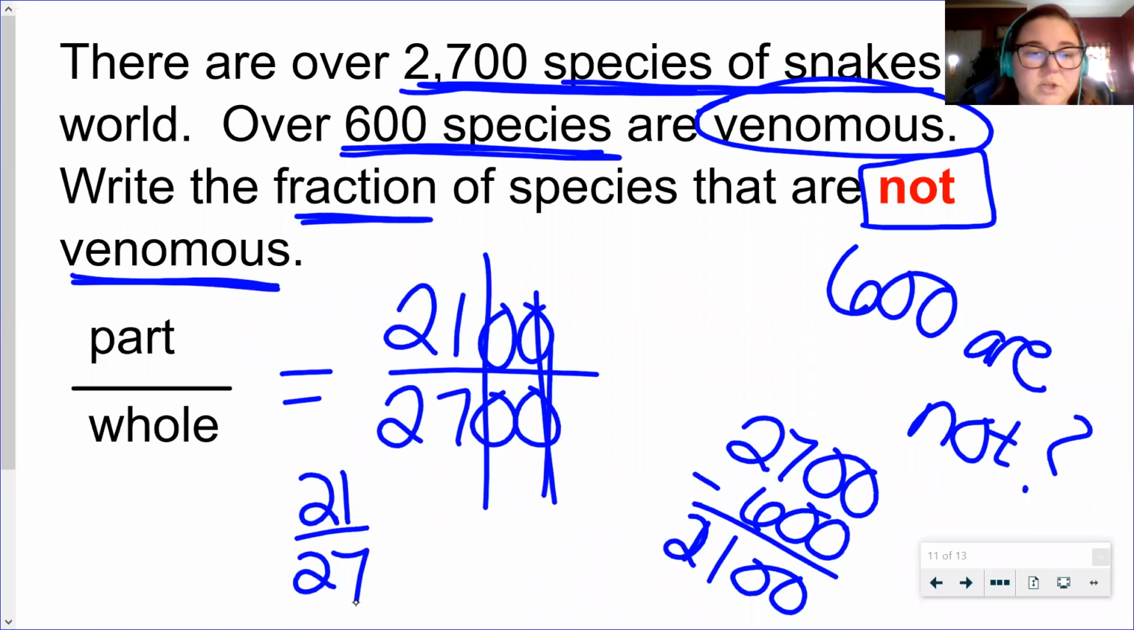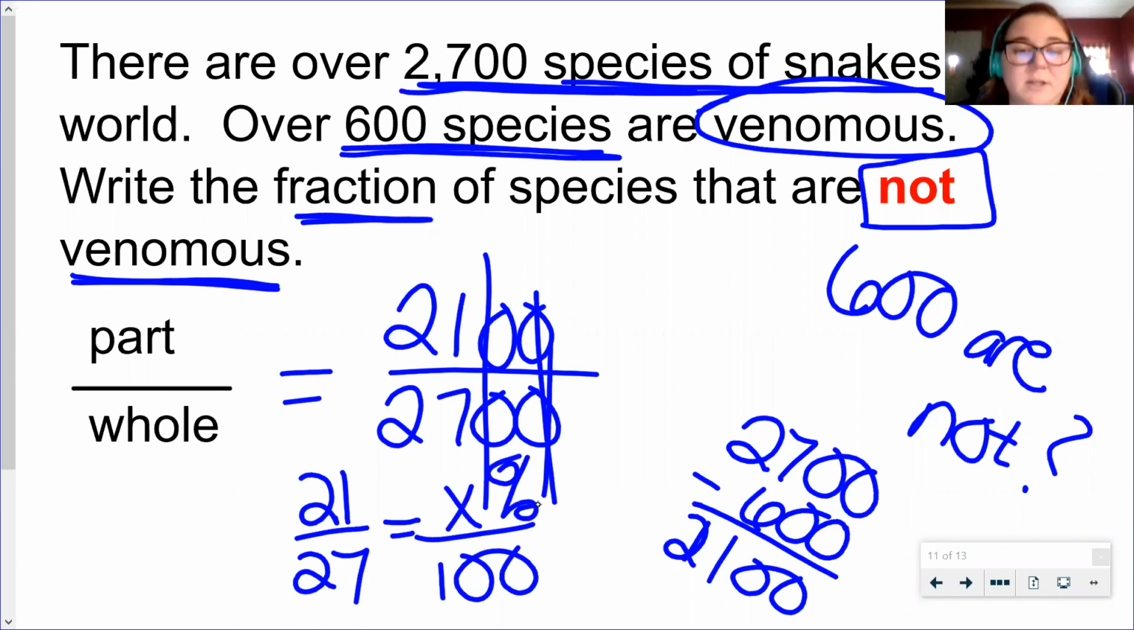So for every 27 snakes, only 21 of them are not venomous. So there's only 6 that would be venomous out of 27. So that's a pretty good chance of not getting a poisonous snake. If I asked you what percent that would be, you could do a proportion, right? Figure out what it is out of 100, or you could divide.